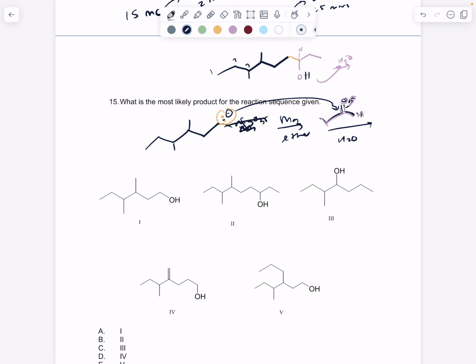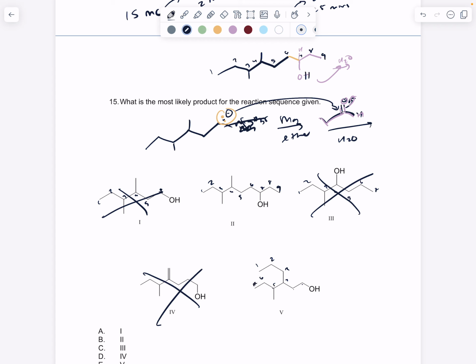So that would be 1, 2, 3, 4, 5, 6, 7, 8, 9 carbons. So 1, 2, 3, 4, 5, 6. Wrong. Okay. 1, 2, 3, 4, 5, 6, 7, 8, 9, contender. 1, 2, 3, 4, 5, 6, 7. Wrong. Double bond, where did that even come from? That's crazy. 1, 2, 3, 4, 5, 6, 7. Well, we need 9, so that's wrong. So, boom.